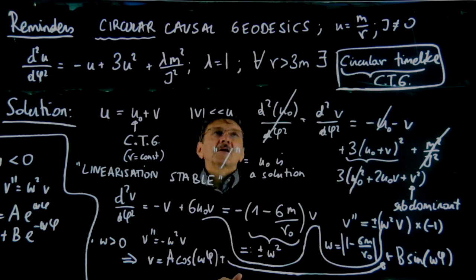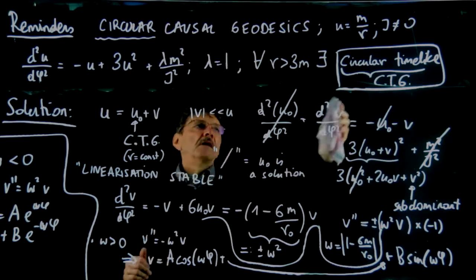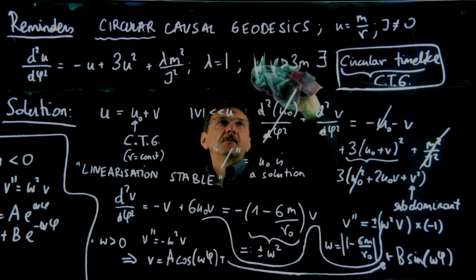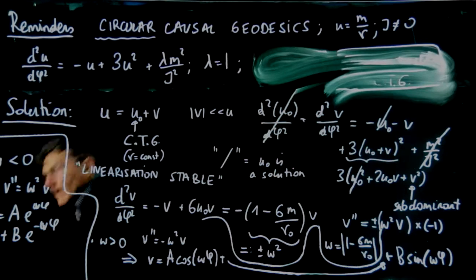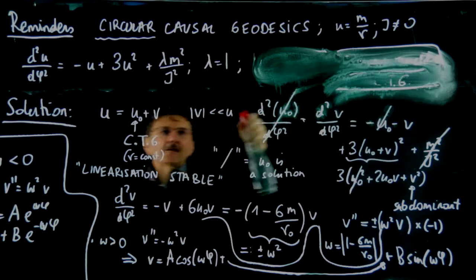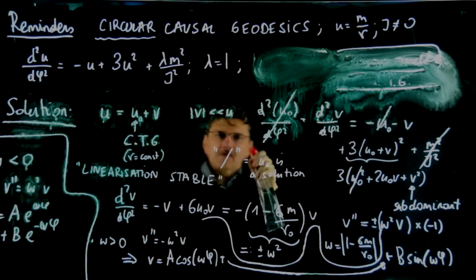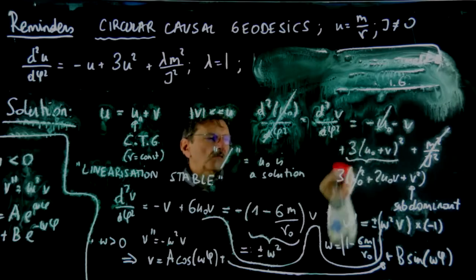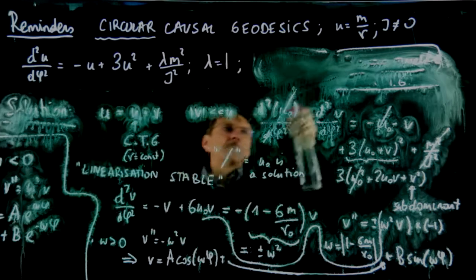So the next topic which we are going to discuss today is light deflection. This is one of the first tests of general relativity. Probably the first one was the advance of the perihelion, and we're going to look at the advance of the perihelion today probably as well, or if not today, then next time.